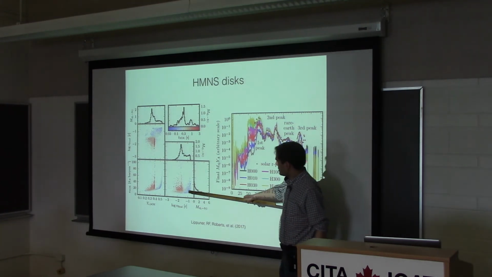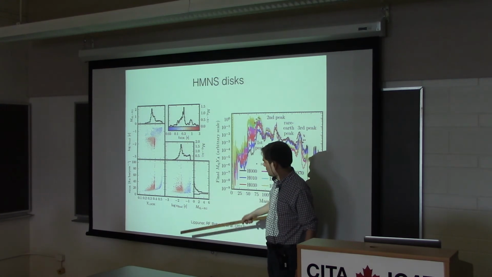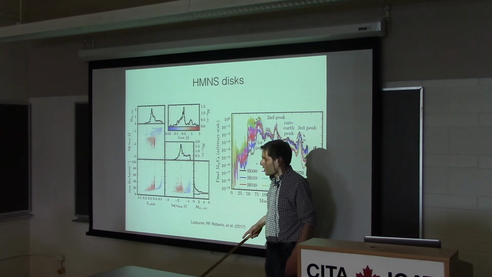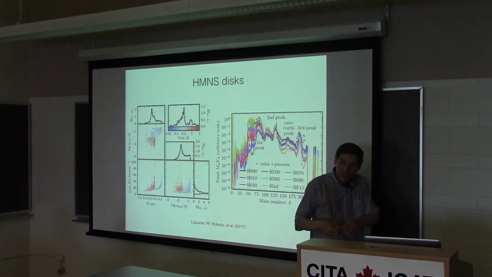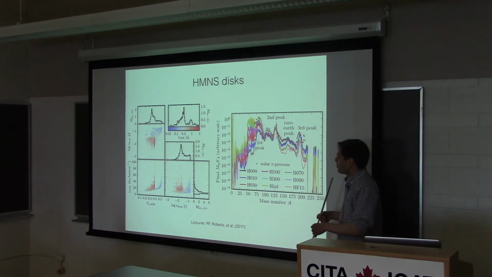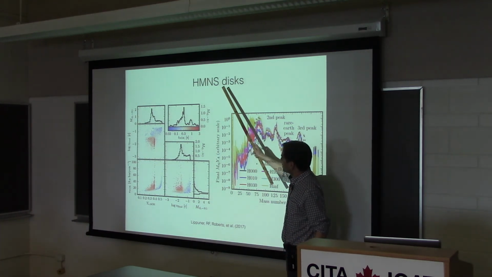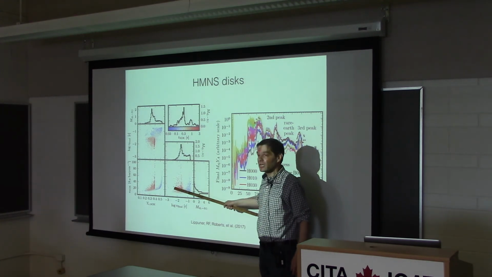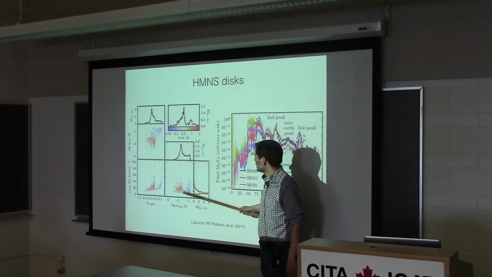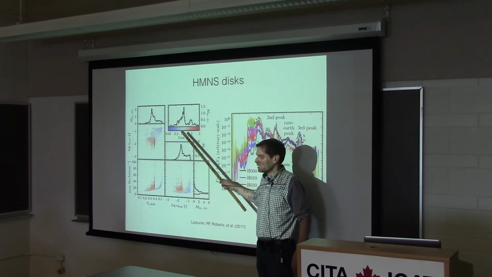And this is a very nice plot that Jonas Lippuner and Luke Roberts put together. One can also use the particles themselves to trace the dynamics of the outflow. And when we have a hypermassive neutron star disk, they separate into very clean populations depending on the time at which they're ejected.